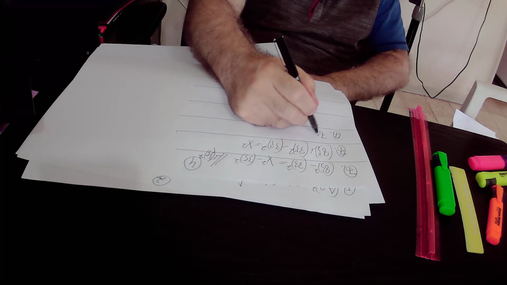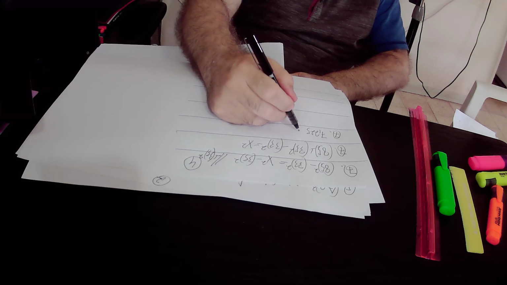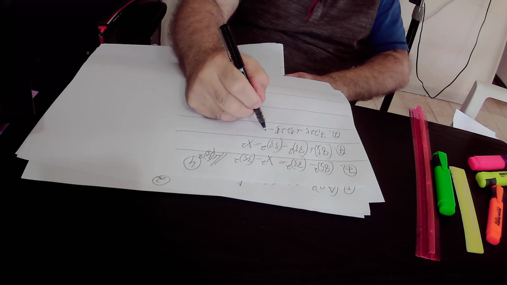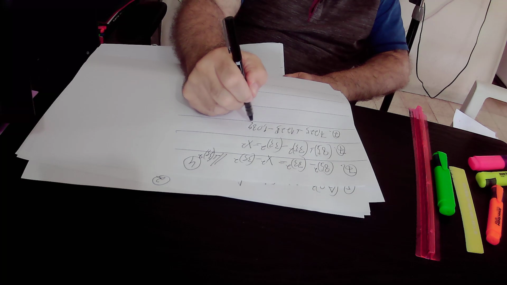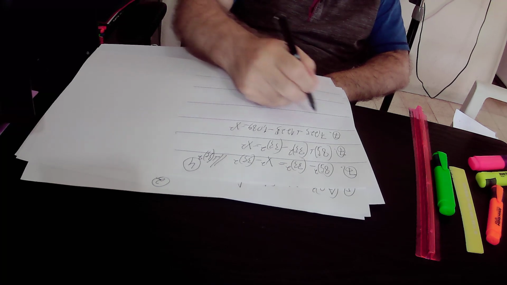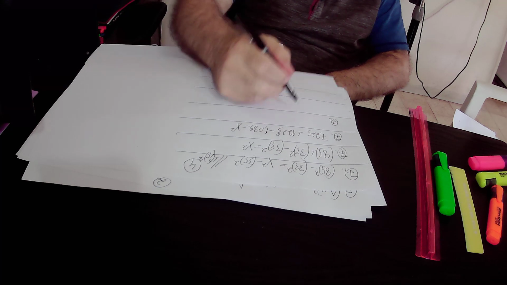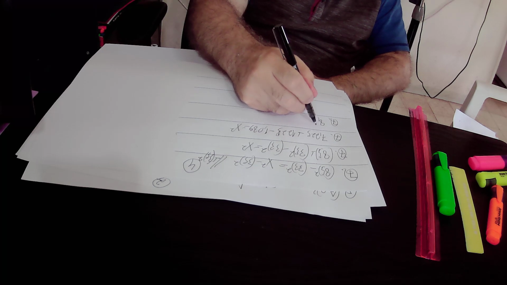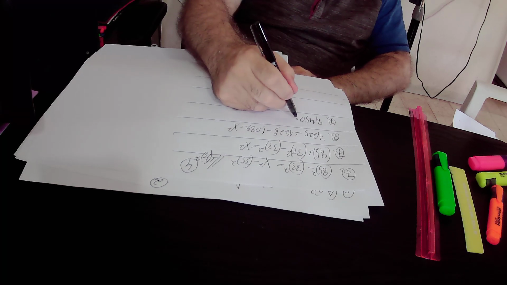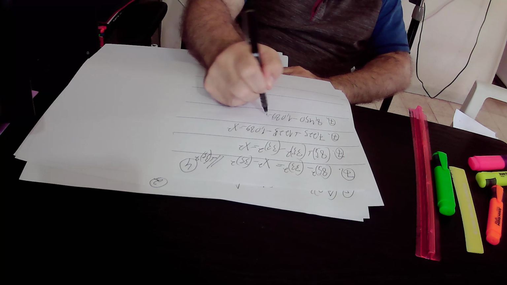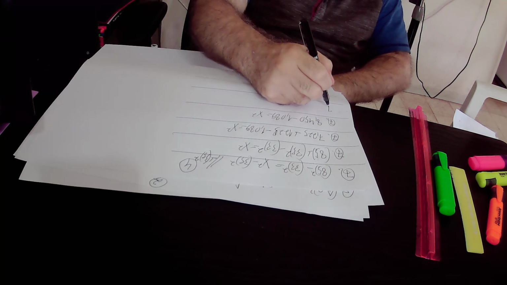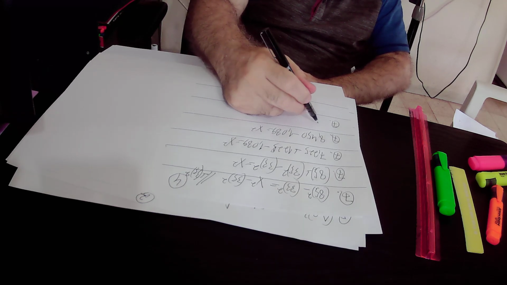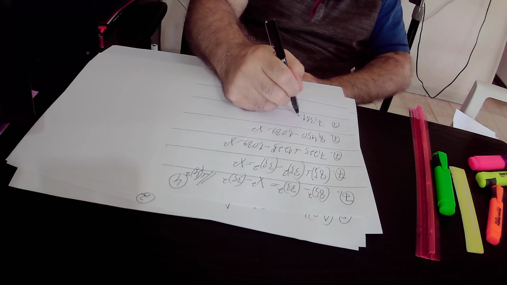85 squared is 7,225 plus 35 squared is 1,225 minus 33 squared is minus 1,089, that is equal to x squared. 7,225 plus 1,225 equals to 8,450 minus 1,089 equals to x squared. So here 8,450 minus 1,089 equals to 7,361, that is equal to x squared.